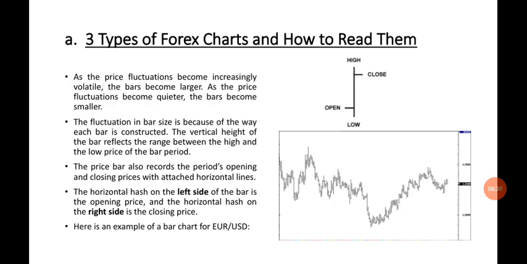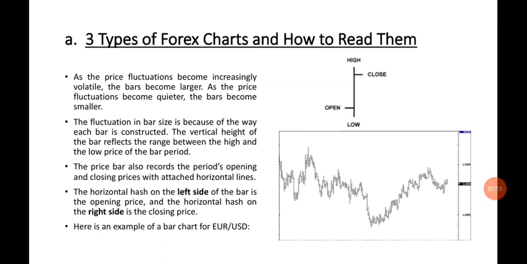As the price fluctuations become increasingly volatile, the bars become larger, and as the price fluctuation becomes quieter, the bars become smaller. The fluctuation in bar size is because of the way each bar is constructed. The vertical height of the bar reflects the range between the high and the low price of the bar period. The price bar also records the opening and closing prices with attached horizontal lines. The horizontal dash on the left side of the bar is the opening price, and the horizontal dash on the right side is the closing price.